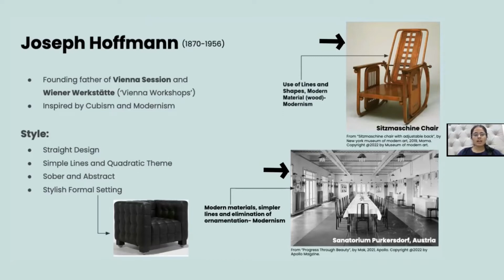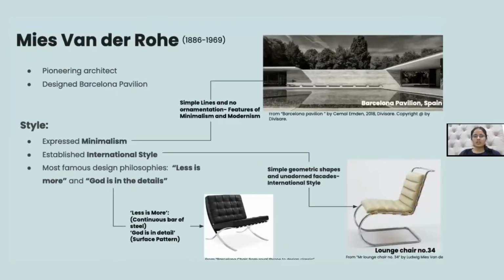Ornamentation was also eliminated. Now coming to Mies van der Rohe, a German-American architect who is regarded as a pioneer of modern architecture. His work expressed minimalism as seen in the Barcelona Pavilion of Spain, that consisted of simple lines and no decoration, which are important features of minimalism and modernism. He established the International Style as seen in the Lawn Chair number 34, which consisted of simple geometric shapes and unembellished elevations or facades. His most famous design philosophies are 'less is more' and 'God is in the details', as evidenced in the Barcelona chair. Now over to Zil and Tanma.